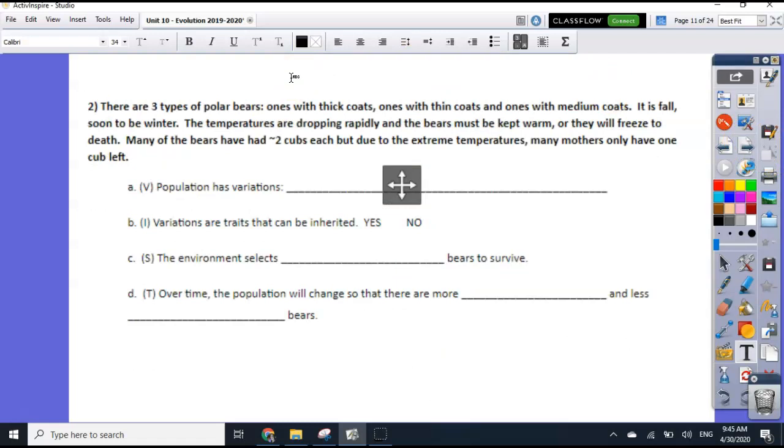I'll do one more with you. There are 3 types of polar bears, ones with thick coats, ones with thin coats, and ones with medium coats. It is fall, soon to be winter. Temperatures are dropping rapidly and the bears must be kept warm or they will freeze to death. Many of the bears have had around 2 cubs, but due to the extreme temperatures, many mothers only have 1 cub left. So what are my variations? How's my population different? What's different about my bears? They've got different coats. Thick, thin, and medium coats.